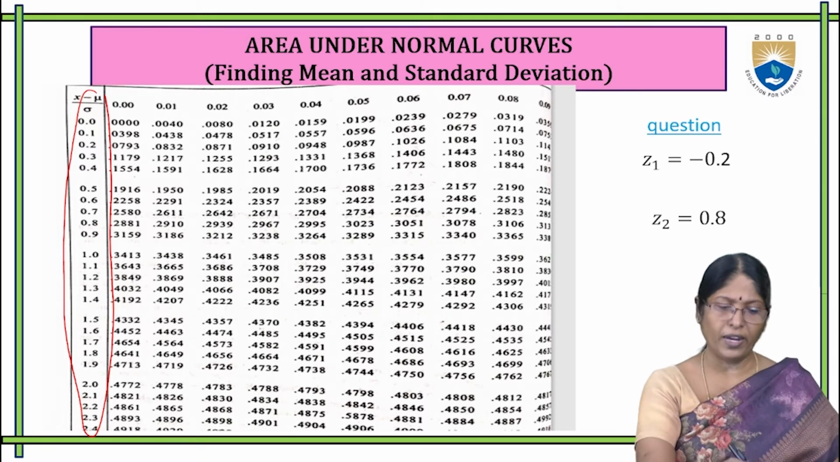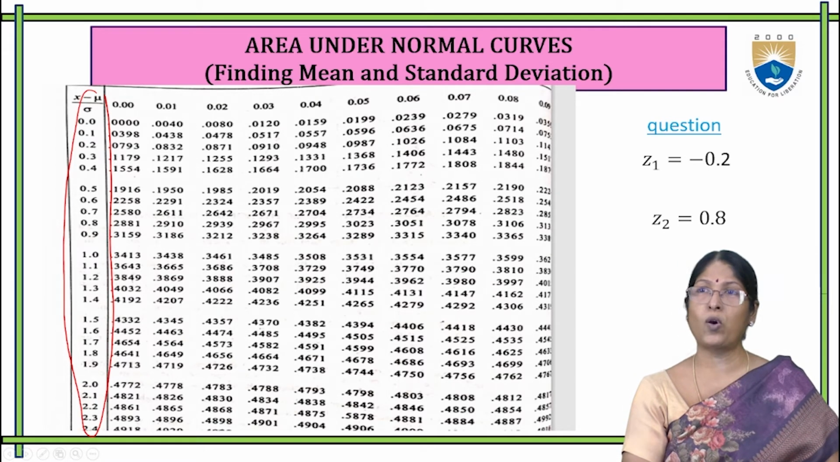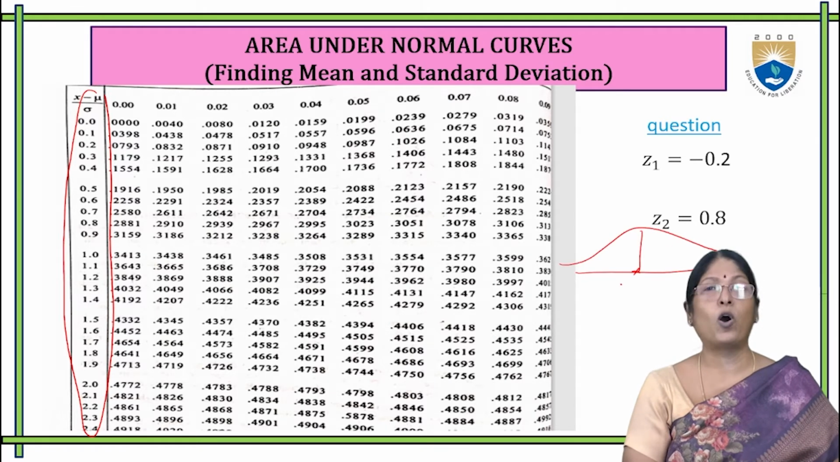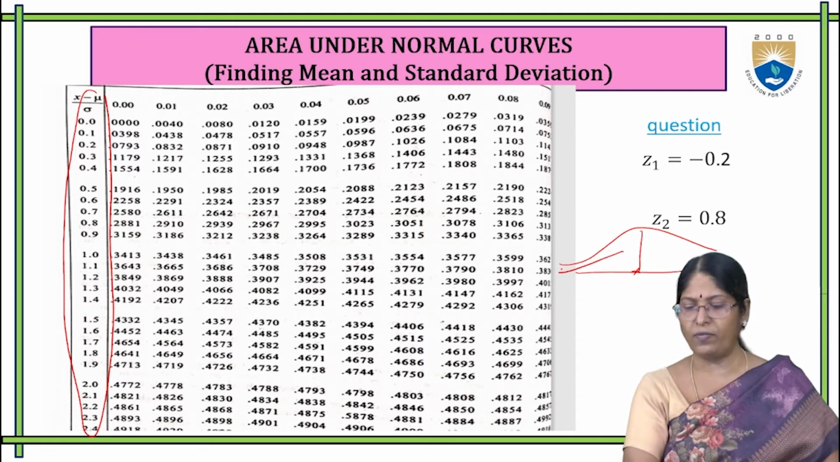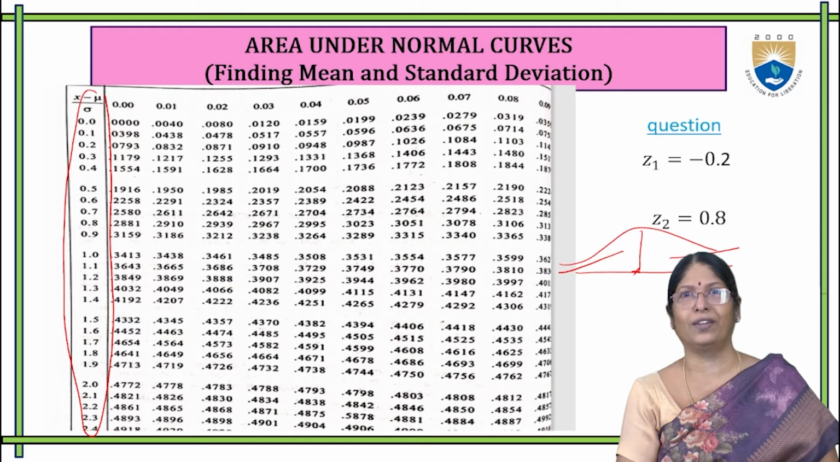Then, if the negative sign is not there in the table, how to proceed? The basic concept of the normal curve is that at Z equal to 0, this area is 0.5 and this area is also 0.5. Area is positive. Then what is the need of the negative sign? Why do we need it?